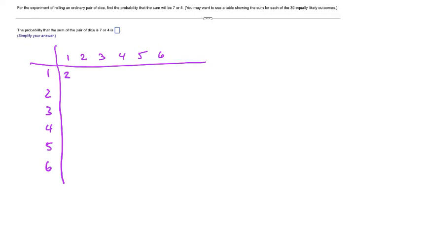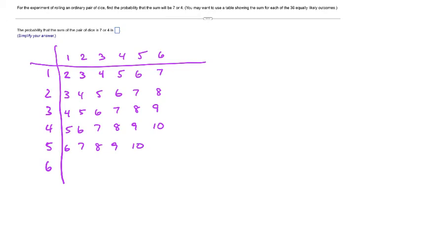A 1 and a 1 will give us a sum of 2. 1 and 2 gives us 3. 3 and 1 gives us 4, 5, 6, and 7. 2 and 1 gives us 3, 4, 5, 6, 7, and 8. 3 and 1 gives us a 4, 5, 6, 7, 8, 9. We have a 5, 6, 7, 8, 9, and 10. 6, 7, 8, 9, 10, and 11. And then finally a 7, 8, 9, 10, 11, and 12 as our possibilities.